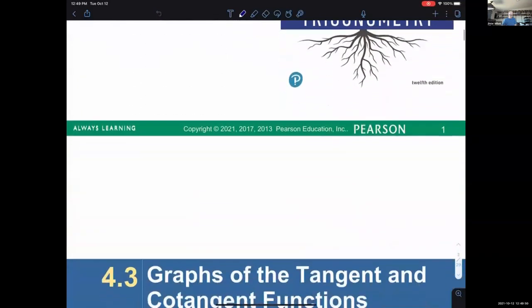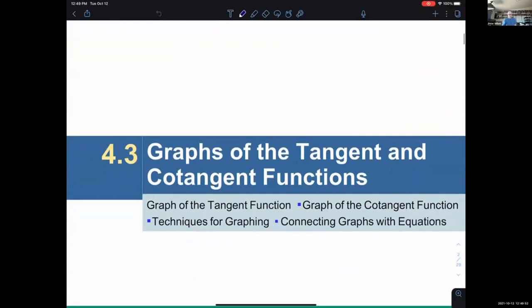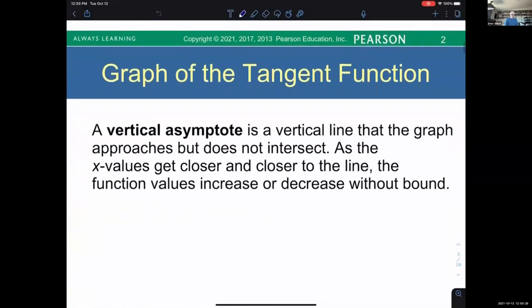So in 4.3, we're going to look at the other functions other than sine and cosine. So we're going to look specifically at the graph of the tangent function. And then of course we have the other co-functions like cotangent, which is the reciprocal of tangent. And we're going to further discuss some techniques of graphing and try to keep in mind the connection between the picture of a function's graph and an equation that might generate that picture as well. All right, so we're going to start with the tangent function.